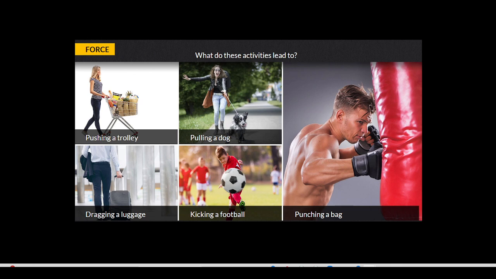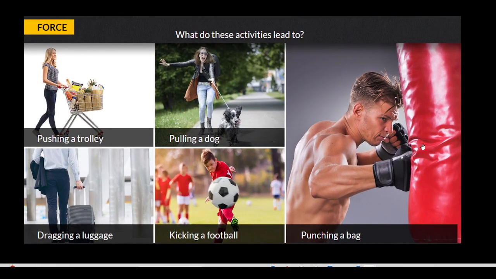Okay, great. So you see there are some pictures. What do you see in these pictures? Everybody's using force, like pushing, pulling, kicking, dragging, and punching.